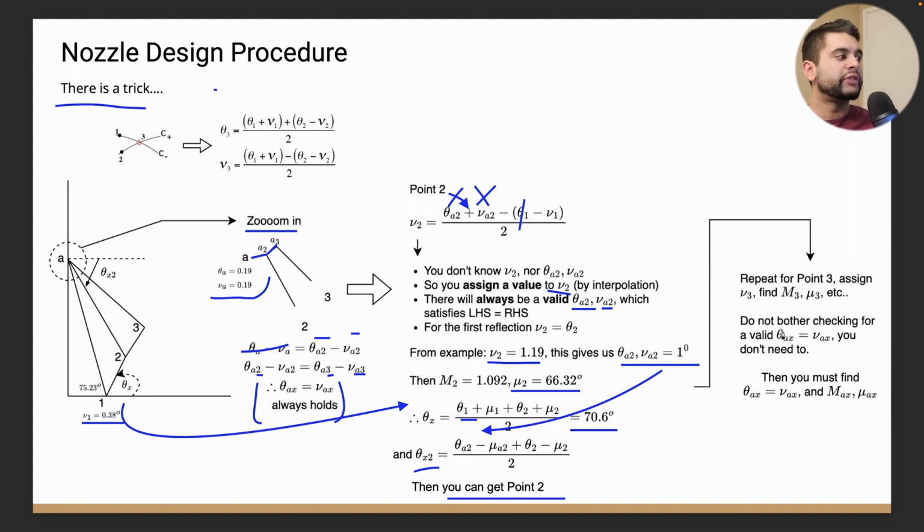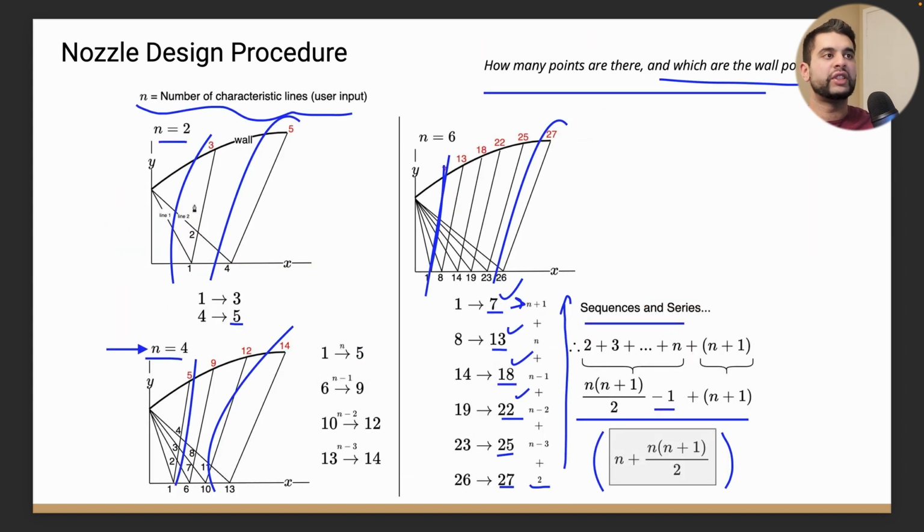At each point, you must find this theta ax and then M and then mu, and then you just get each point. So for point 4, you will have this. So you just go on from point 3 and then you just get them all. So that's your first reflection done. You can keep doing this until you get to the first reflection at the wall point.